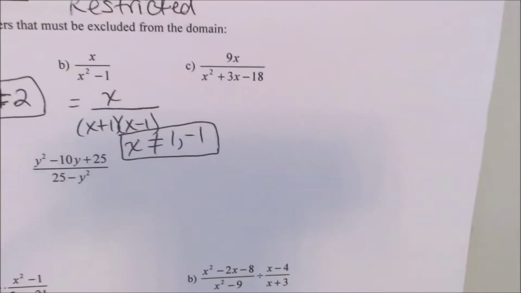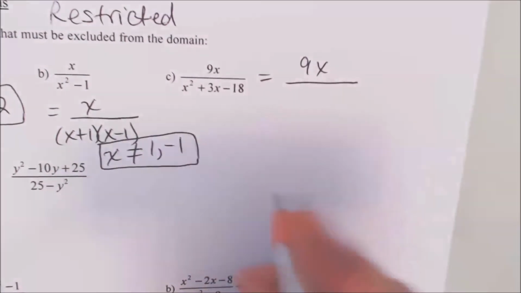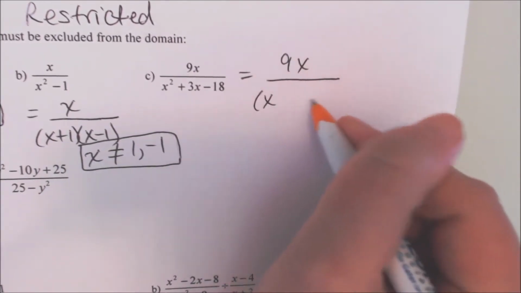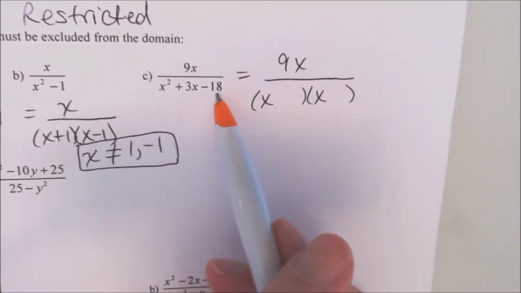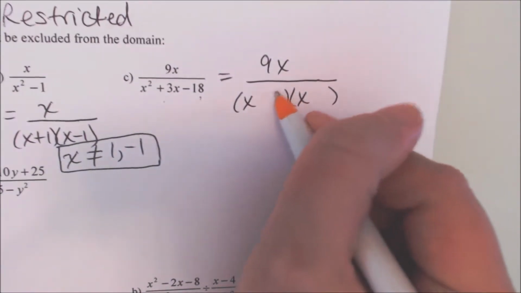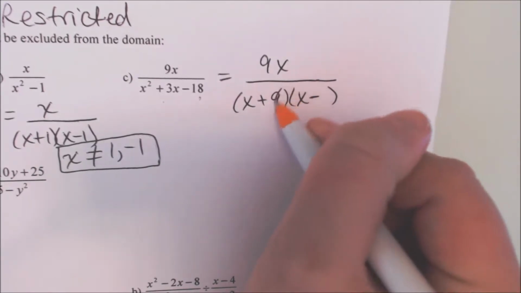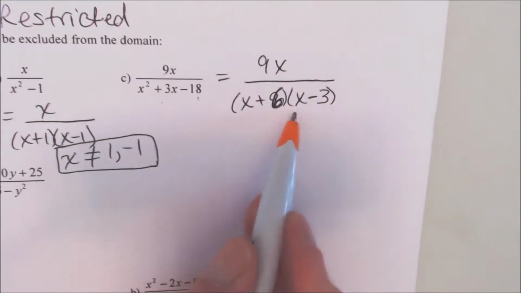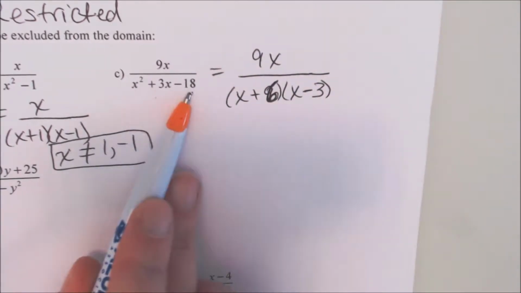In the last example, we're going to have to factor the denominator before we do anything else. So I'm going to rewrite this as 9x divided by x squared plus 3x minus 18. I'm going to write the denominator as the product of two binomials. We have x times x. What multiplies to negative 18 and adds to 3? Those two numbers would be positive 6 and negative 3. So we have x plus 6 times x minus 3 as the factored version of x squared plus 3x minus 18.